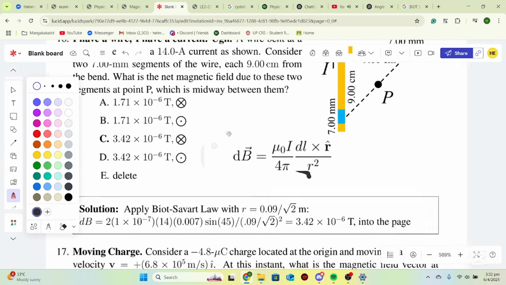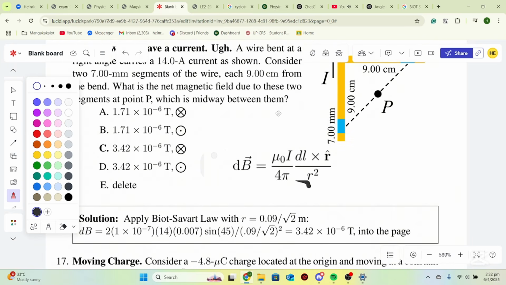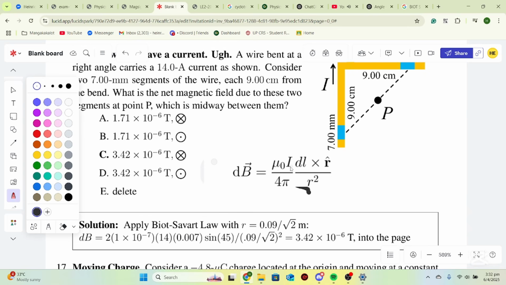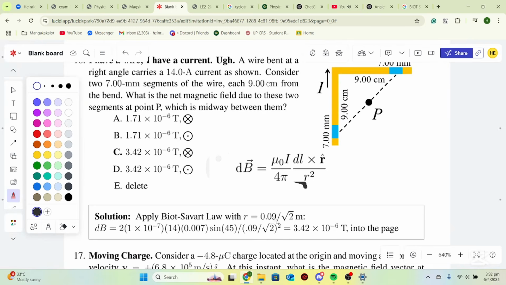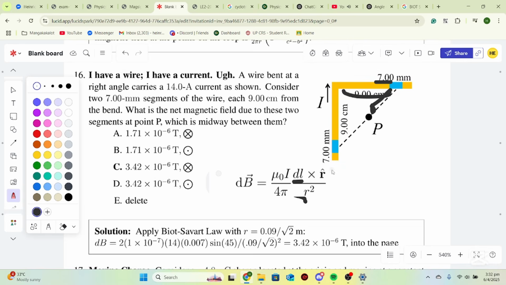So we'll be using this equation, right? And then u naught I, this is just a constant. And r is 0.09 over square root of 2, because that's 0.09 square root of 2. That's just the distance over here. dL is 7 millimeters. And then theta is 45, sine 45, because it's 90 degrees, sine 45.